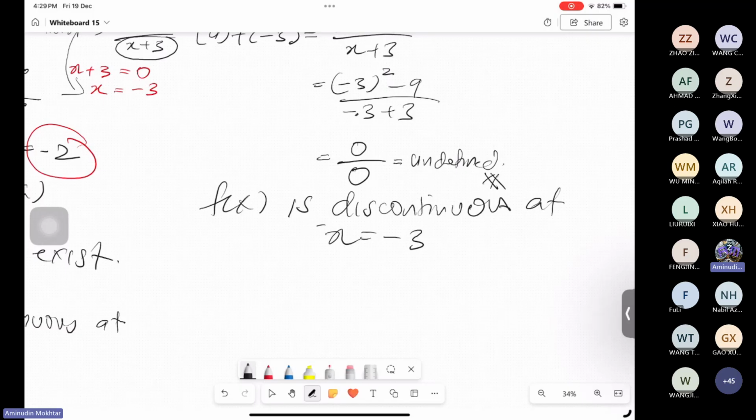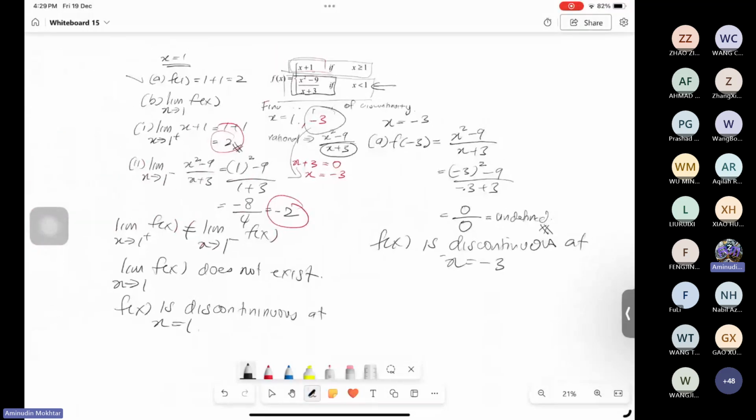No need to check whether the limit exists or not. Since at the first step we conclude the function cannot be defined at this point, we can conclude the function is discontinuous. So there is no need to proceed to find the limit.